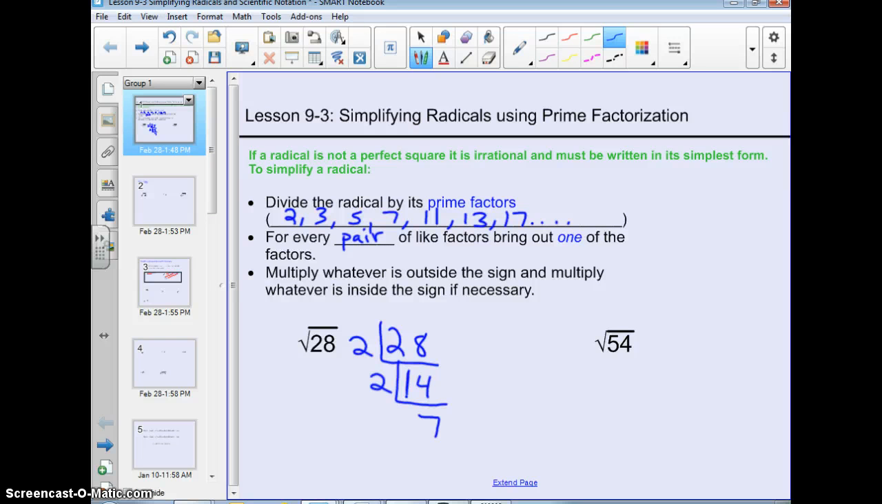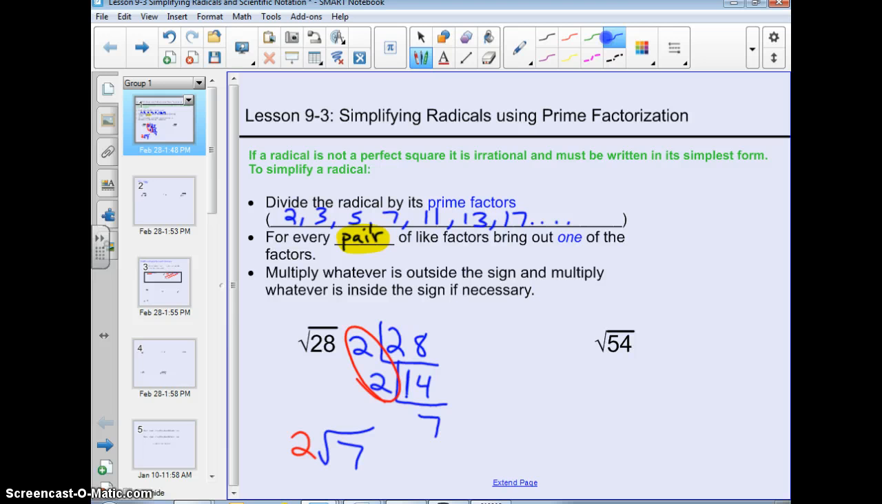So we just did the first step. The second step said that for every pair of like factors, we need to bring out one of the factors. So you can see here that we have a pair of 2's. I'm going to take those 2's outside of the radical, but I'm still going to leave that 7. That 7 doesn't have a pair, so it stays inside.